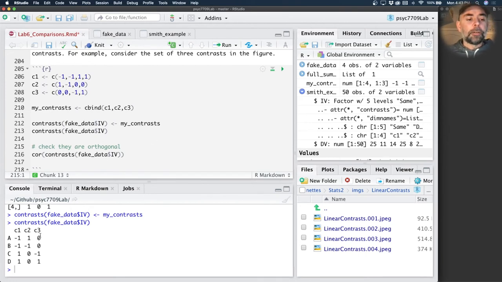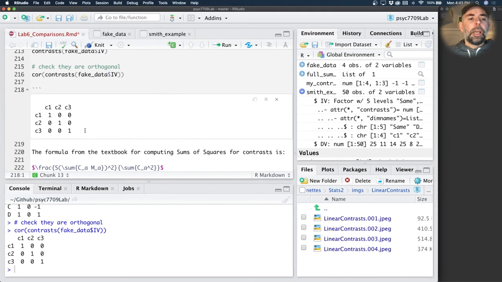Now we can check that our vectors are orthogonal to verify that in fact these three contrasts are independent by putting them into the cor function, and it's going to compute the correlation between each of these. And we can see that in the upper and lower triangle, we have all zeros, meaning that contrast one is not correlated with two or three, two is not correlated with three, and so on.